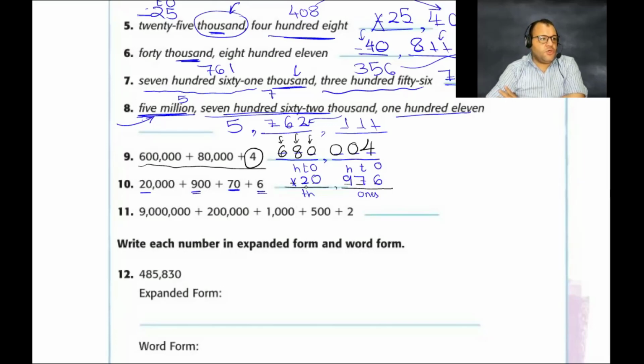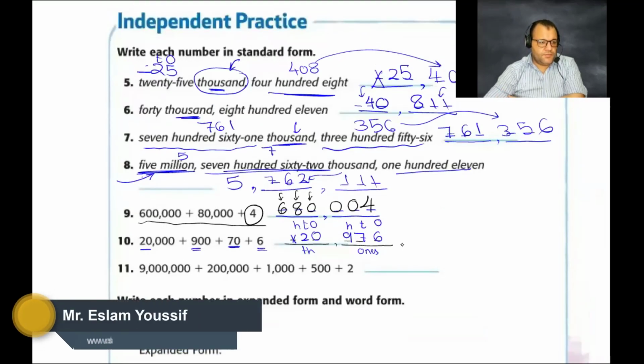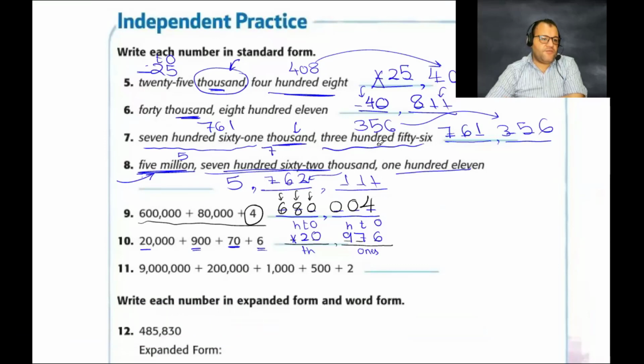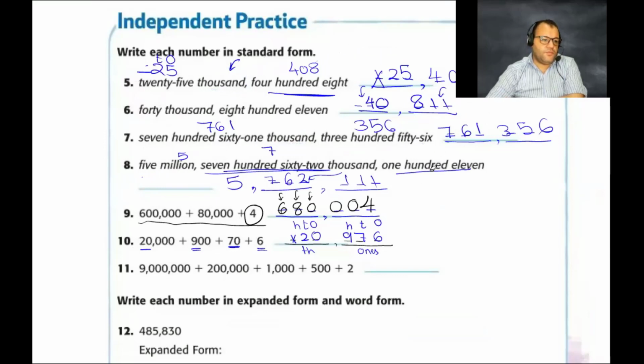Okay. So I need another one to solve, number 11. Yahya, can you solve number 11? Yes. It's 9 million. The greatest period that we have is million. So we have 3 families: million, 1,000, and ones. Each family is formed from ones, tens, and hundreds. So where will I write 9?